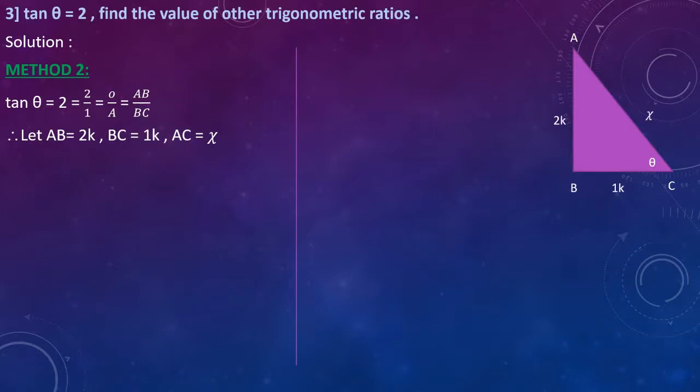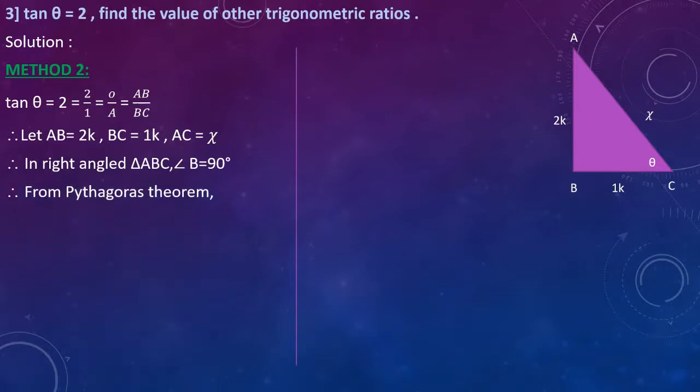Let us consider AC is equal to X. So therefore in a right angle triangle ABC, angle B is equal to 90 degrees. Now we need to find the value of AC, that is, we need to find the value of X. In order to find the value of X, we are going to use Pythagoras theorem here because it is a right angle triangle. So from using Pythagoras theorem, we get AB square plus BC square is equal to AC square. So (2K) square plus (1K) square is equal to AC square.